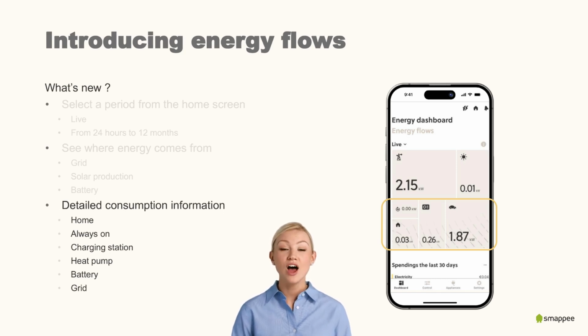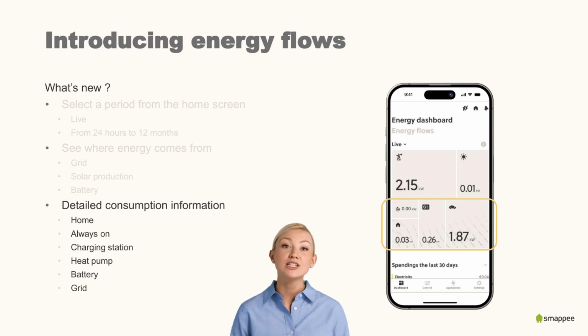The first is the tile represented with a house symbol, which shows the consumption of electrical appliances in the household. The second is the tile represented with a circle arrow and 24 inside it. This represents your always-on consumption. Besides these 2 tiles, an extra tile is added for your charging station and heat pump, if present.